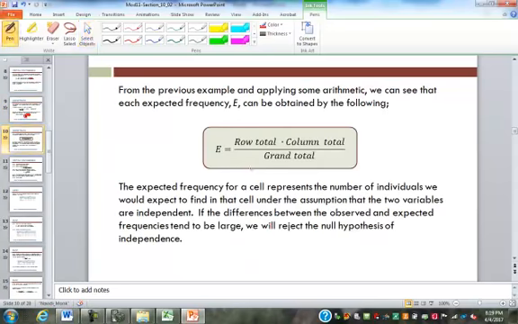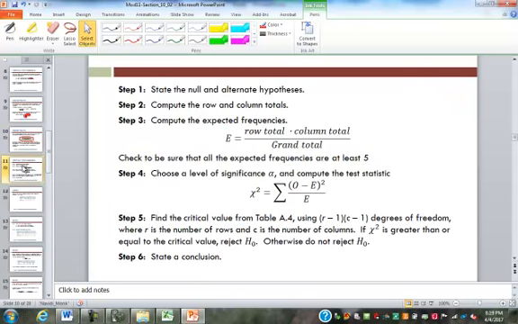And there they're just formalizing that. The expected value for each is the row total that it's in times the column total it's in divided by the grand total. We have to do that for every cell in that table.